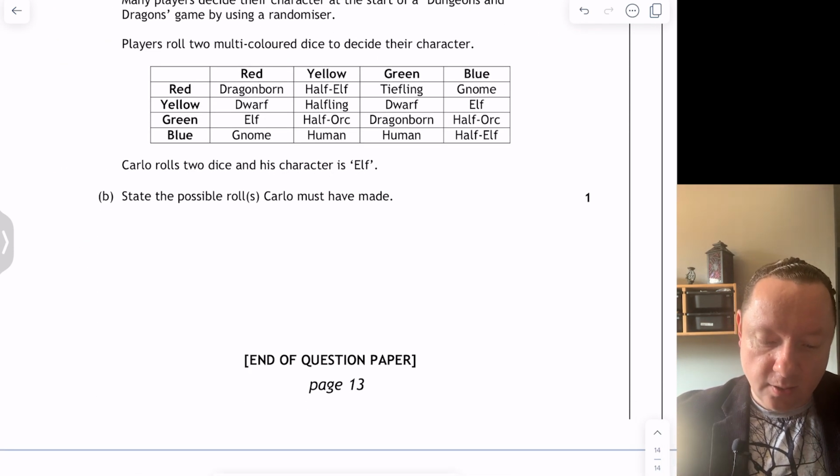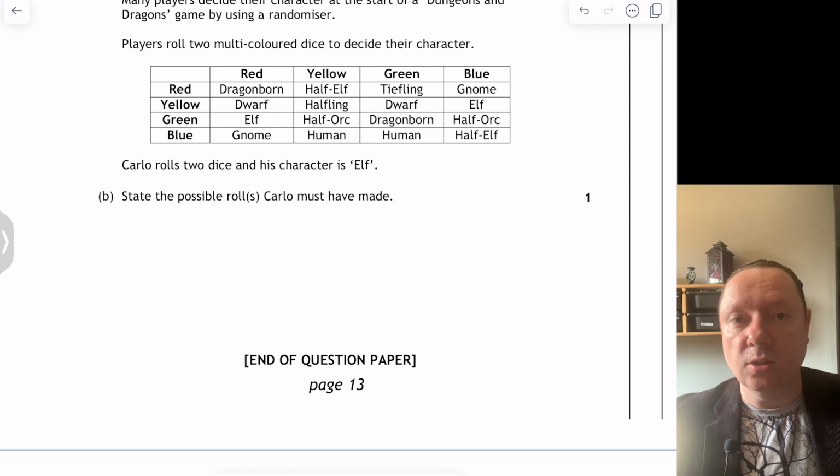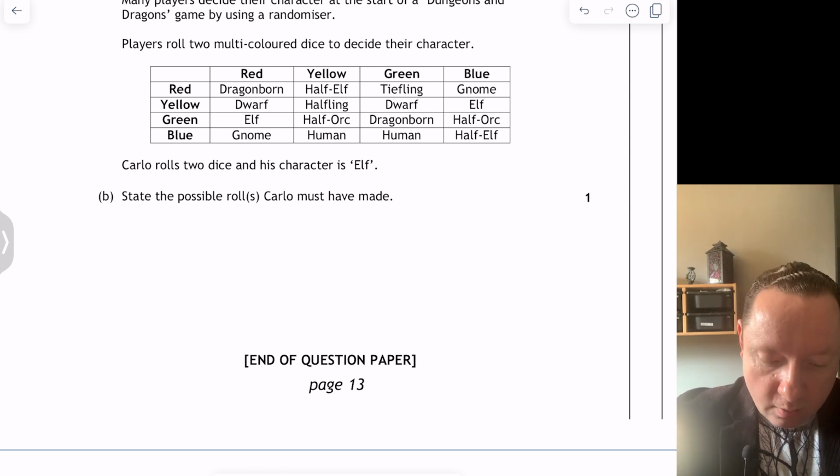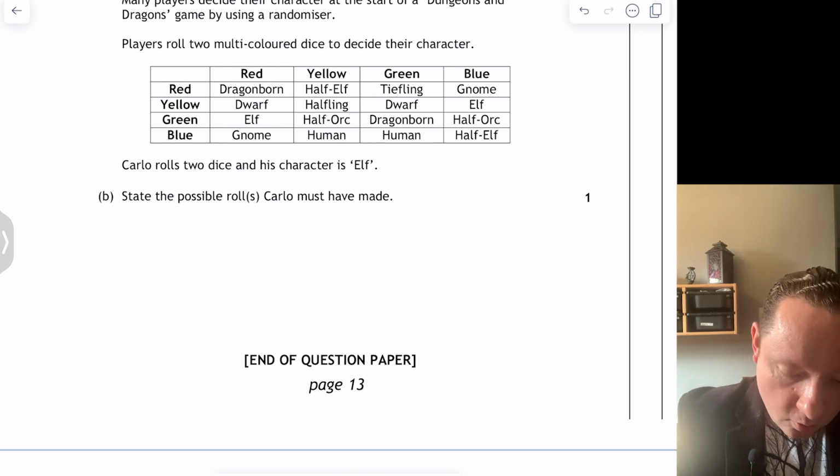Many players decide a character to start with in the Dungeons & Dragons game using a randomizer. Players roll 2 multicolored dice to decide their character. Red, yellow, green, blue, red, yellow, green, blue. Carol rolls 2 dice and his character is an elf. State the possible rolls he must have made.